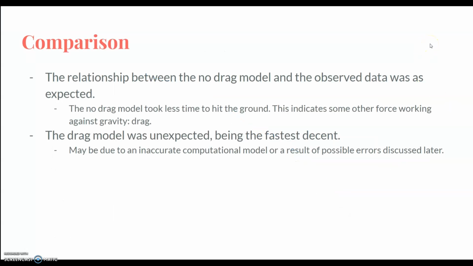The relationship between the no drag model, the orange, and the observed data, the blue, was as one would expect. The no drag model took less time to hit the ground, and this indicates that some other force was working against gravity. In this case, I'm saying that that force is drag. So then in the drag model, what we saw was fairly unexpected. We saw that it was the fastest descent of the three. Now this may be due to inaccurate computational models or the result of some errors I'm going to discuss later on.